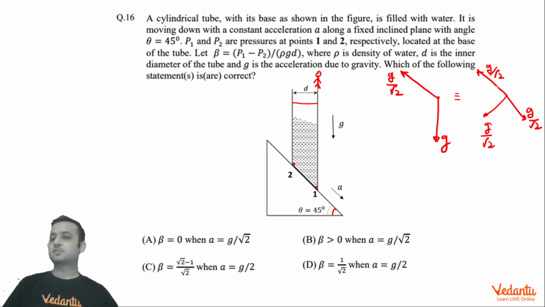Correct? So these two vectors will cancel out, and hence we can say that effective gravity is in the direction of g by root 2 at an angle of 45 degrees. You can see. Now with respect to this man, we can say that in the world of this man, इस बंदे की दुनिया में gravity की direction g by root 2 ऐसे है.